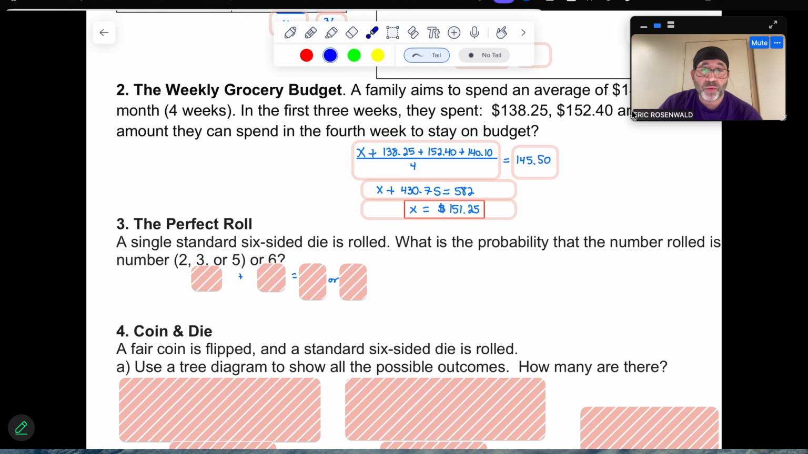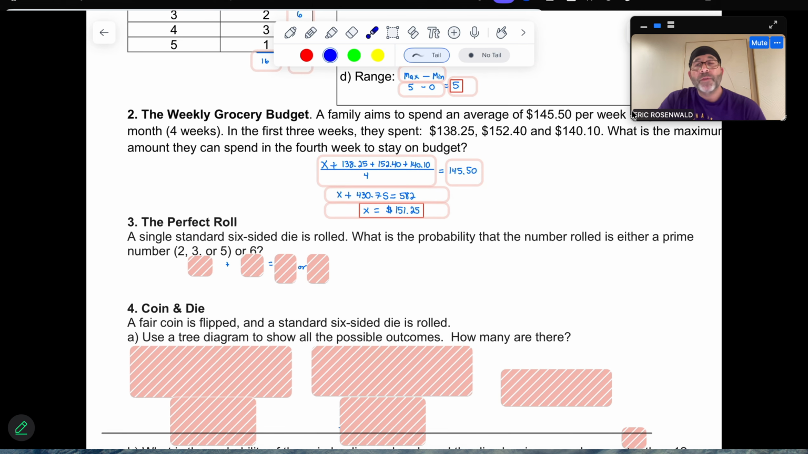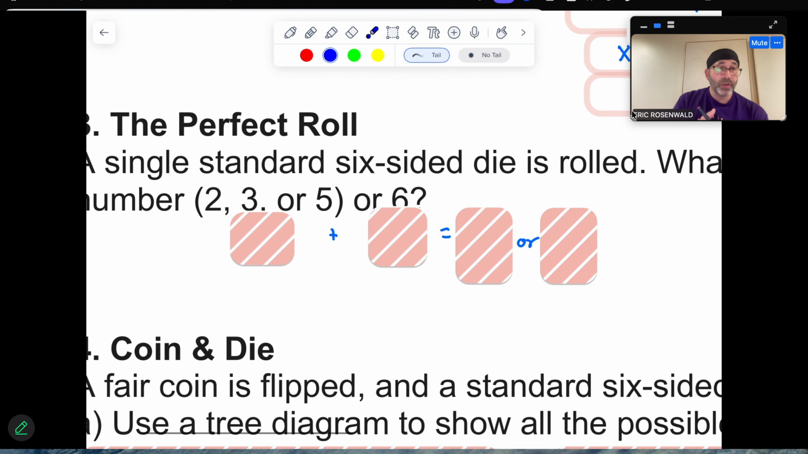Let's move on to some probability stuff, okay? For problem number 3, it says we're going to do the perfect roll. A single standard 6-sided die is going to be rolled. What is the probability that the number rolled is either a prime number, which is 2, 3, or 5, or is a number 6?